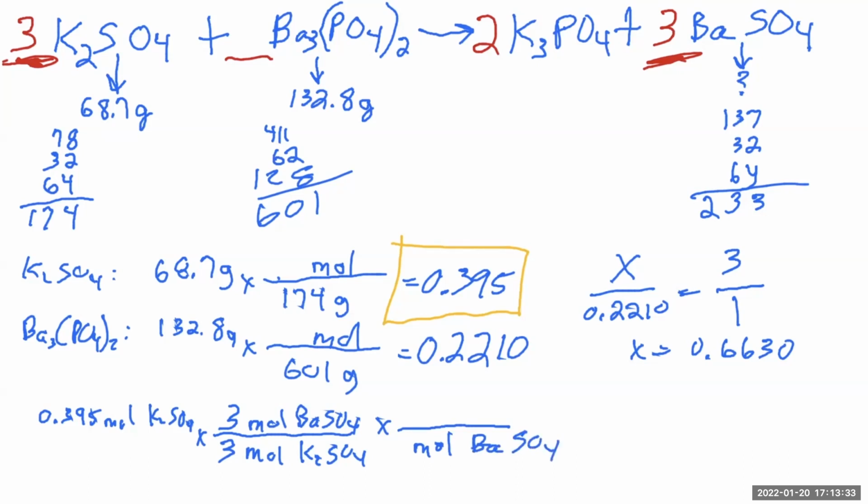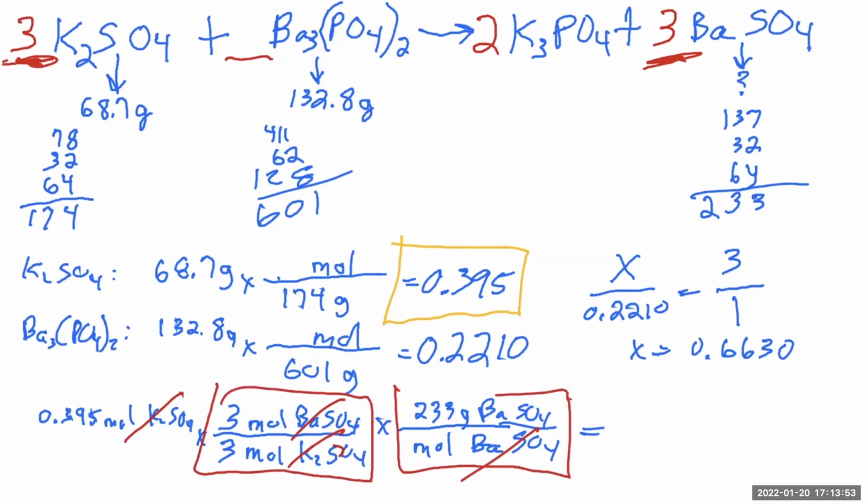And then grams, and that's 233 grams of barium sulfate. So I've got moles potassium sulfate, moles potassium sulfate, they cancel. Moles of barium sulfate, moles of barium sulfate cancel. We're left with grams. And each one of these has to equal 1. So 3 moles of barium sulfate is going to react with 3 moles of potassium sulfate. It's a 1-to-1 ratio. Then every mole of barium sulfate has 233 grams. So we just do the math, because we're left with grams of barium sulfate, which is what we are looking for.